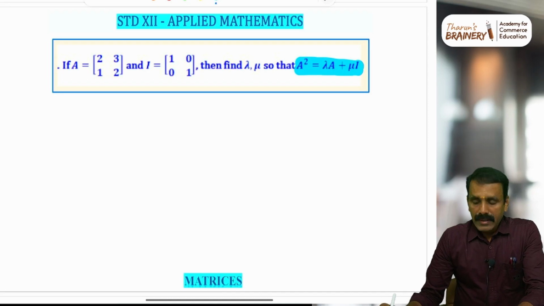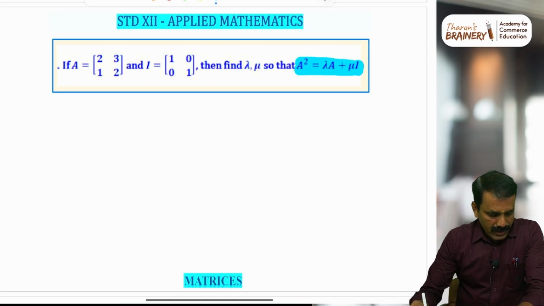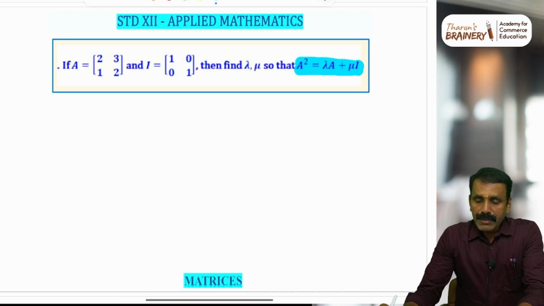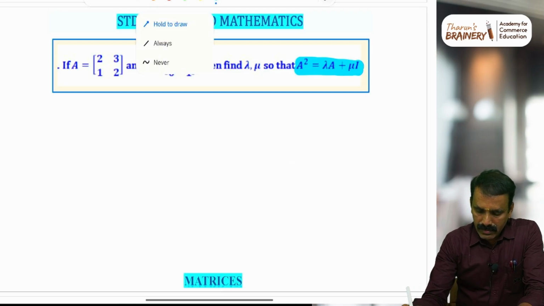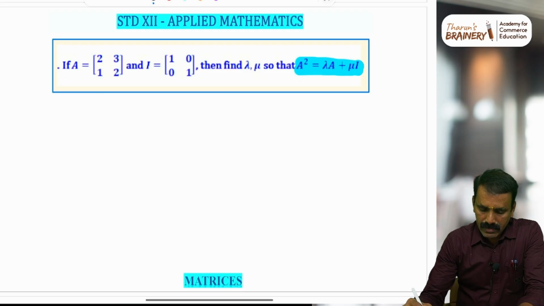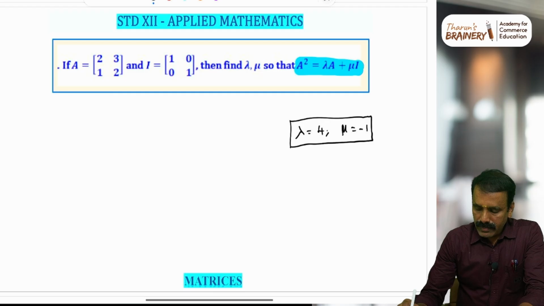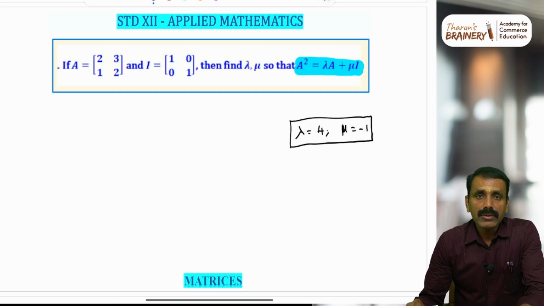If you tried and simplified, you are going to get lambda value equal to 4 and mu value equal to minus 1. You try to solve and try to get this answer: lambda equal to 4 and mu equal to minus 1.